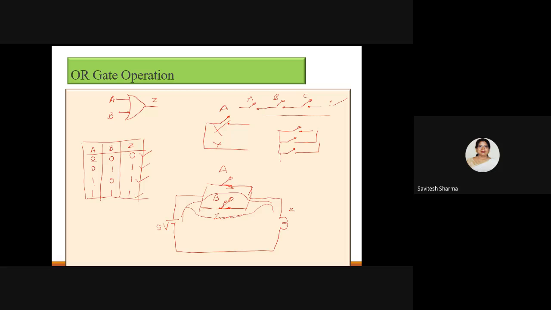So don't worry if someone asks you to explain a 5-input gate. You arrange all switches in parallel for the OR gate, and the operation will be the same. The explanation will be the same for the AND gate or OR gate. You only need to understand the logic of series and parallel, and then you can easily explain.